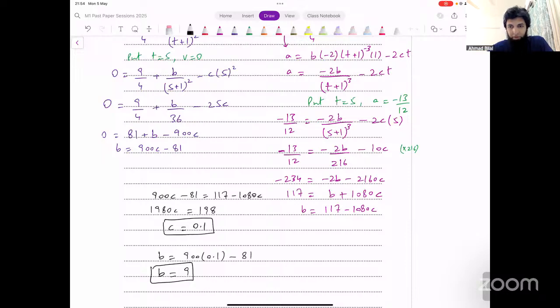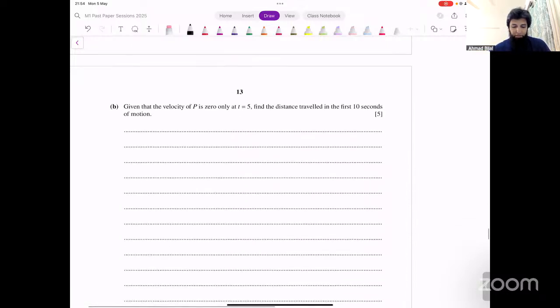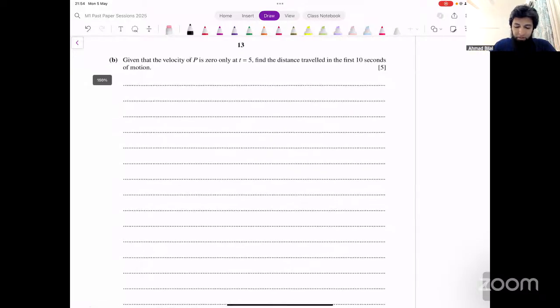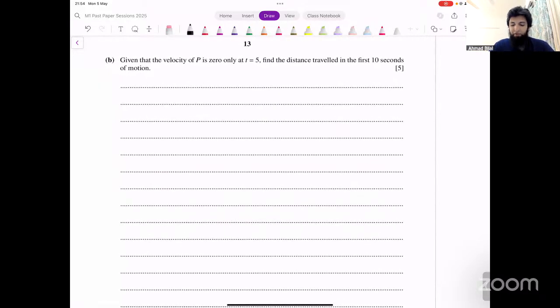Okay, let's move on. Now it says, given that the velocity of p is 0 only at t equals 5, find the distance traveled in the first 10 seconds of motion. Okay, so whenever they ask you to find distance traveled, normally what we have to do is check if the direction is changing at any point. And how do you check that? By inputting v equal to 0. Now, in this case, we don't have to do that because they've already given that velocity is 0 when time is equal to 5. So that makes it simpler.